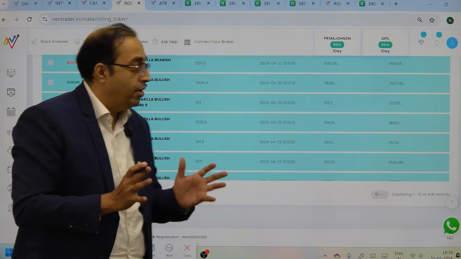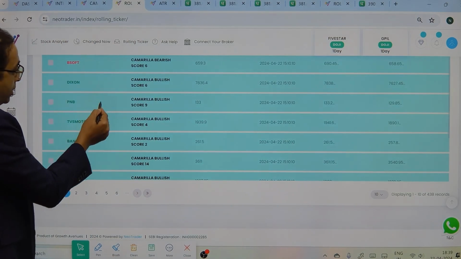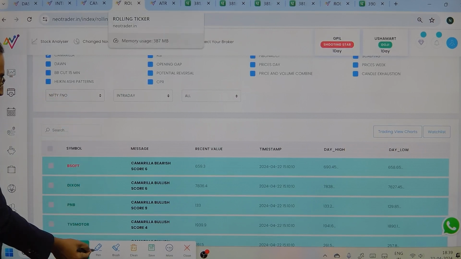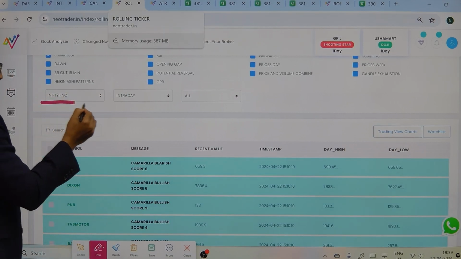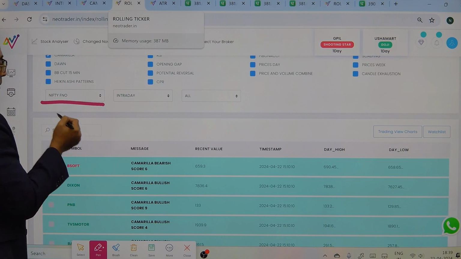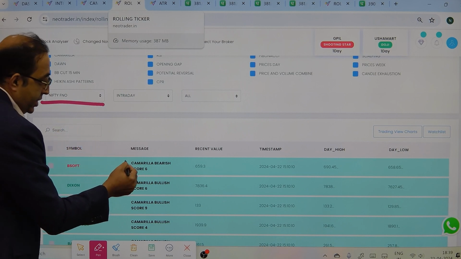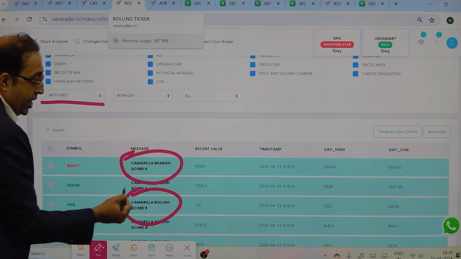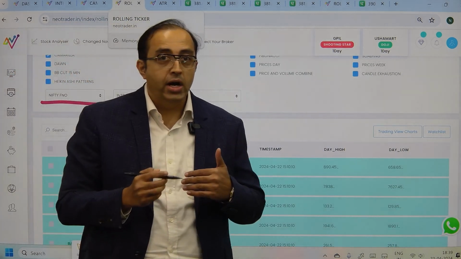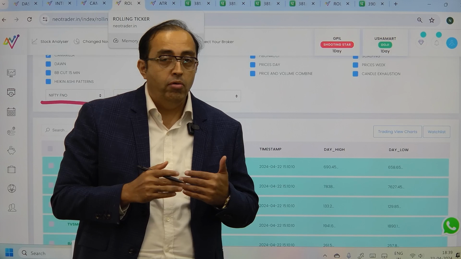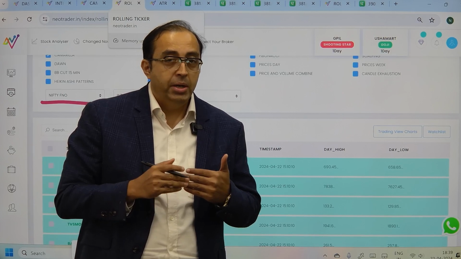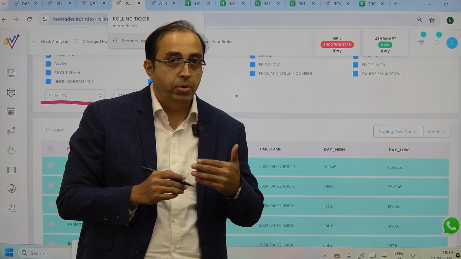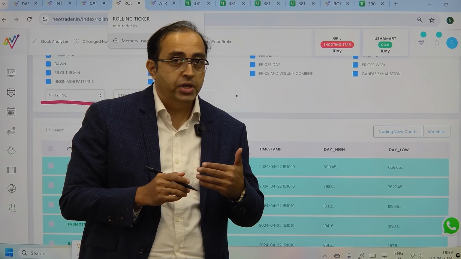In rolling ticker, you are continuously given an update on whichever basket is of your choice. For that basket, you will get a notification whenever a particular Camarilla message is triggered. So basically every level of Camarilla is tracked, and based on that you are getting notified. Now, while setting stop losses, it becomes useful to know that this particular trade is crossing an important threshold. Now it is crossing H4.